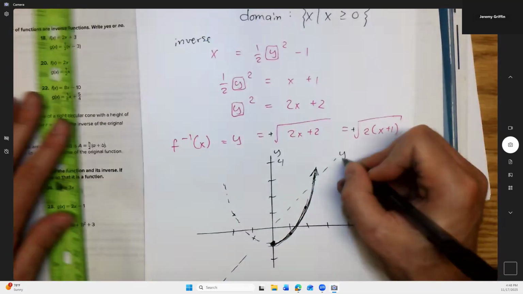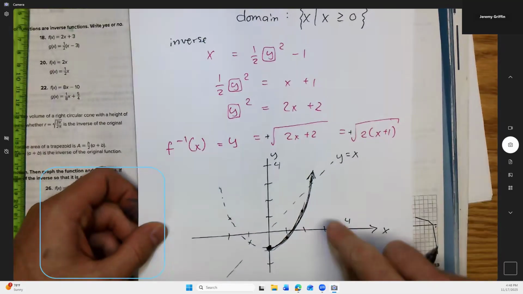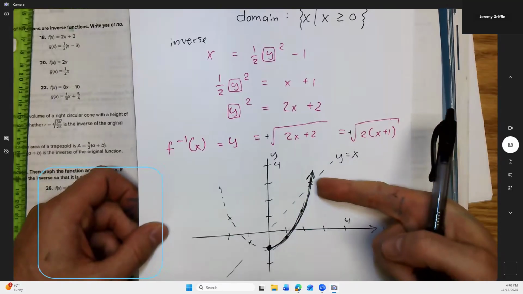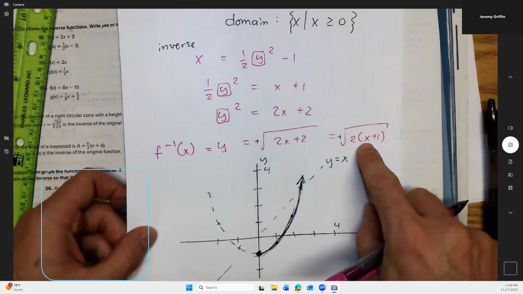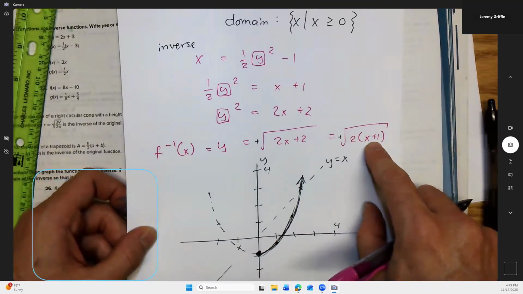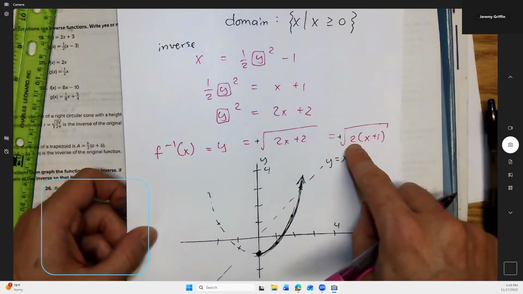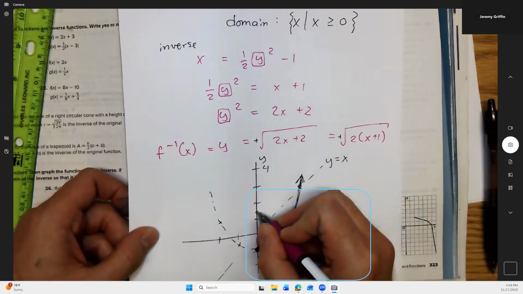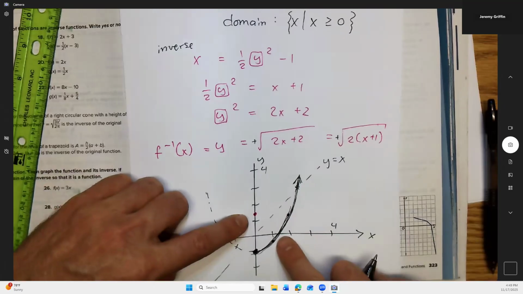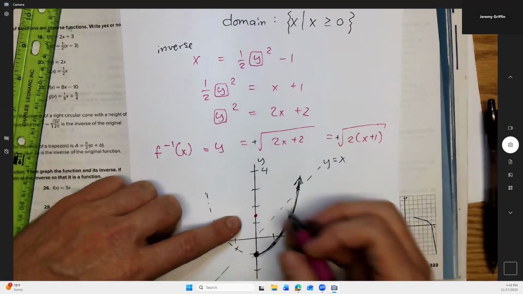Y equals x. I bet these graphs intersect right about there. So how about my inverse? Well, if I plug in 0 for x, it's 0 plus 1 is 1 times 2 is 2. The square root of 2 is like 1.414. That's right out here. Actually, look at my original function. It looks like it crosses the x-axis at about 1.414. So yeah, I think we're good so far.